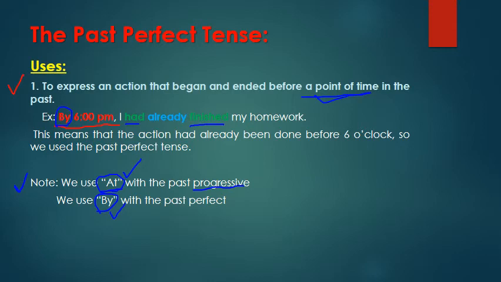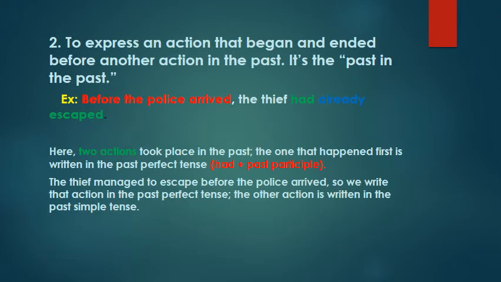I always ask you to recognize the keywords and I tell you about them. This is why studying is very important. Okay? Use number 2. To express an action that began and ended before another action in the past. So in this case, it's the past in the past. For example, the first case is when an action began and ended before a point of time. Before a certain time. By 10 o'clock, I had already finished my lessons.